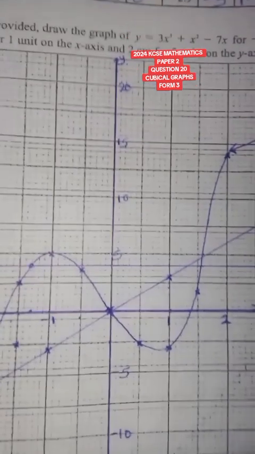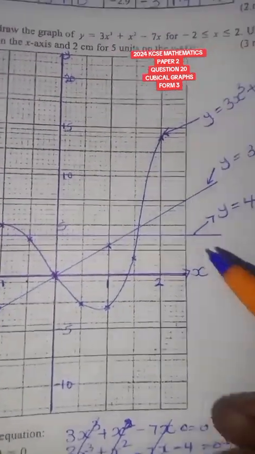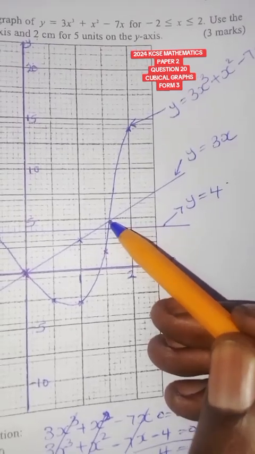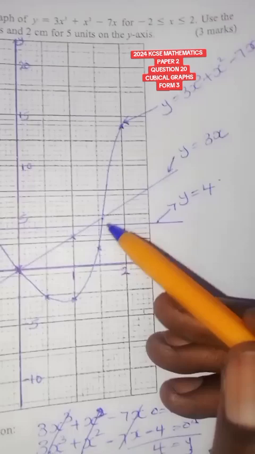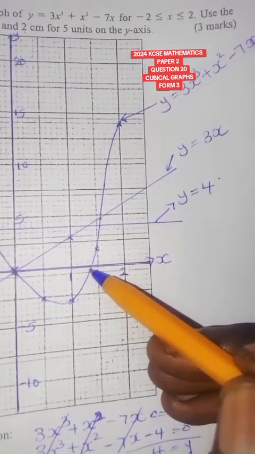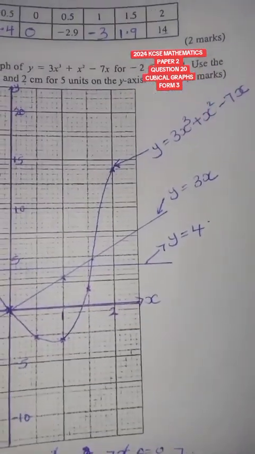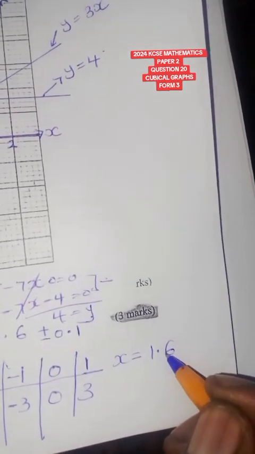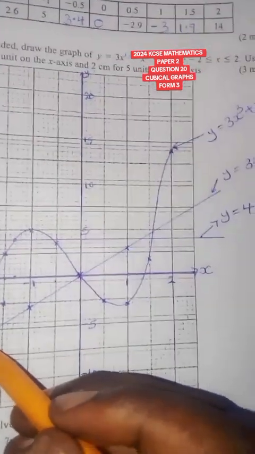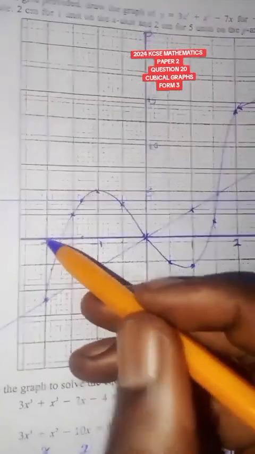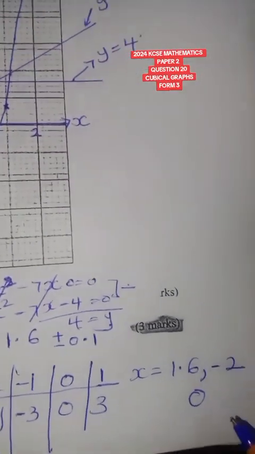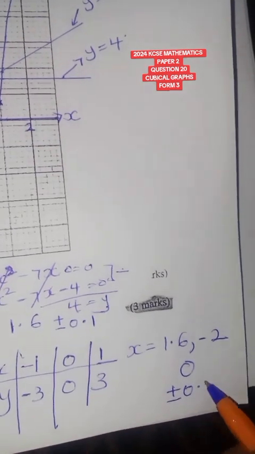After drawing the line in that order, we are going to read the values at which this line has cut our curve. So it is cutting at this point, which is 1.7, 1.6. So we can say that the value of x for this case is 1.6. And on the other side, you can see it is also cutting at this point here at -2. So x is at -2. We also have it cutting at that point at 0. So those ones are the possible values. You can also have a positive or negative 0.1 for the marking.